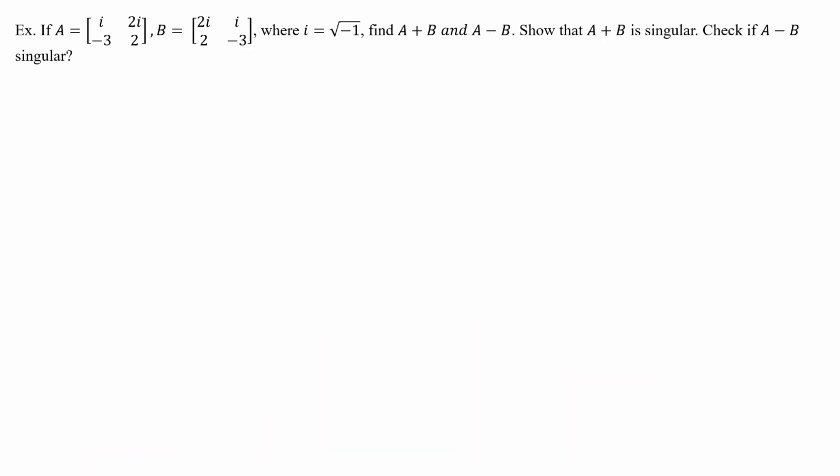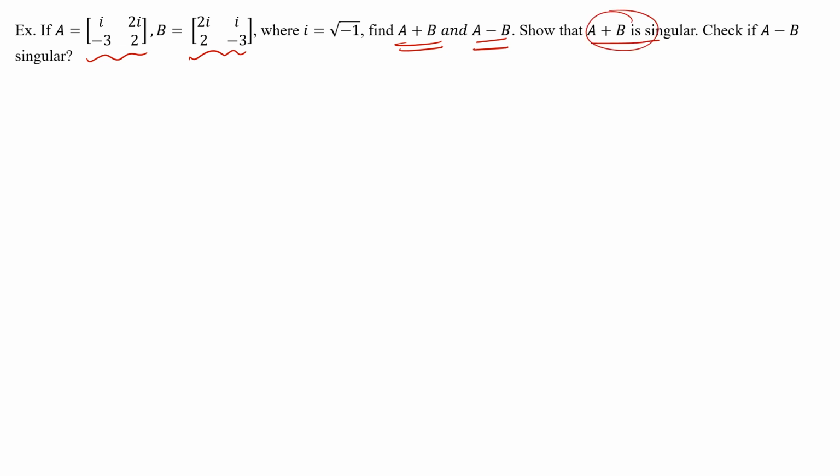Let's evaluate one more example. Given as an equation question which says we have two matrices A and B. Now here if you observe, there is an iota term, that is a complex term, and we know iota की value, iota is equals to root minus 1. Okay, so given are two matrices A and B, and we have to find the value of A plus B and A minus B. Also further, we have to show that A plus B is singular.